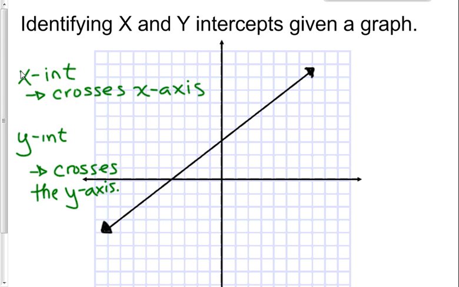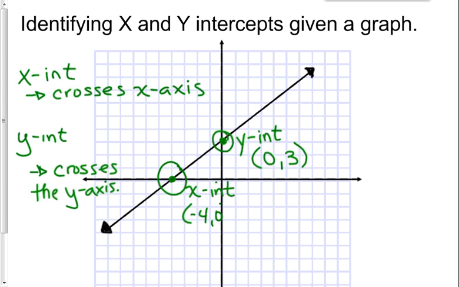So if we look at our graph here, all we want to do is identify the point right here. This is where it crosses the Y-axis. This is the Y-intercept. We want to write this as an ordered pair. So the Y-intercept, the X value is 0, and we go up 3, so it's (0, 3). The X-intercept is down here where it crosses the X-axis. And that point is (-4, 0). That's all we're looking for.